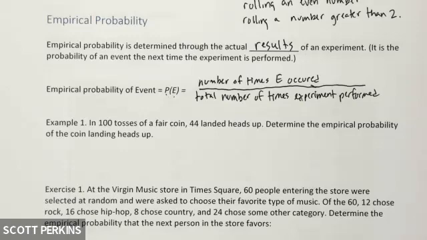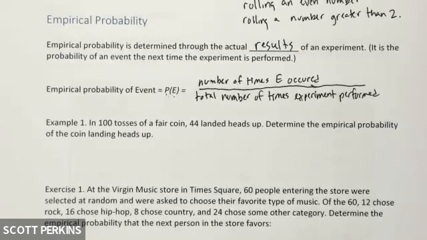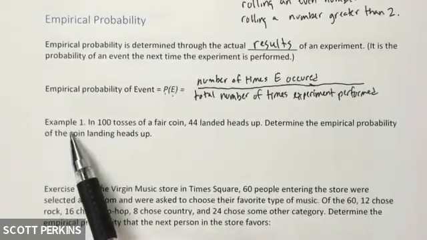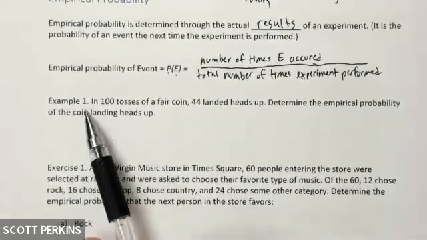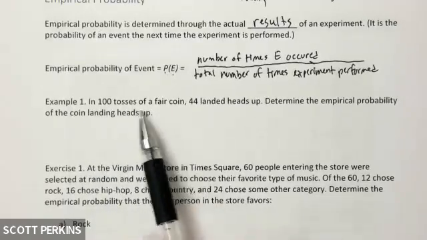So our empirical probability, empirical means that I'm actually looking at the experiment, I'm actually looking at data, and then the probability we calculate is the probability of what's going to happen the next time the experiment's performed. So here is a real simple example, example 1 right here for me. I'm going to pretend that I've tossed a coin 100 times.